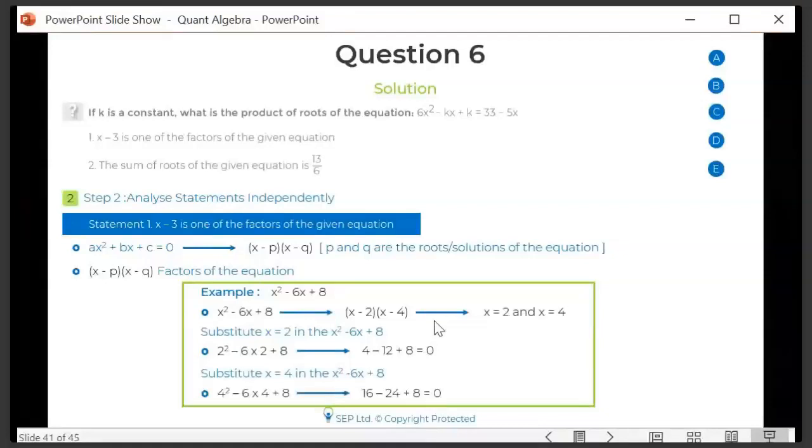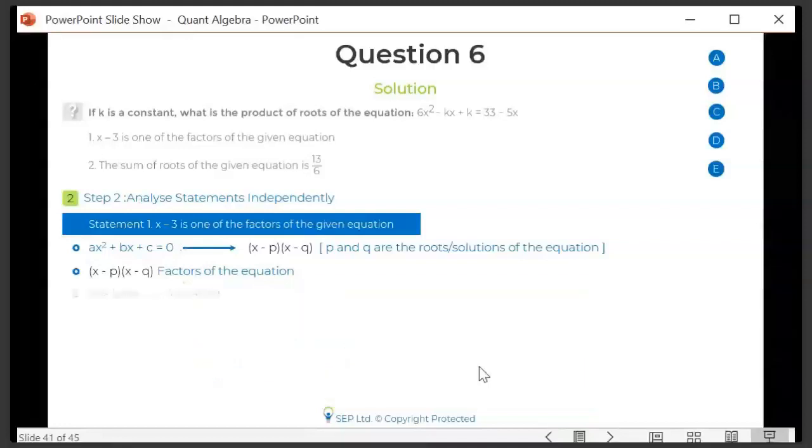One, if you see something given as a factor, then if you equate that to 0, you'll get the root. And two, the root that you get, if you put it back in the expression that you have, the value of that expression becomes 0. If you keep these two things in mind, you'll always be able to simplify it very easily. So if x minus 3 is a factor, the first thing I'll say is that x equal to 3 is a root of the given equation. That's number one. Now if it's a root, I can put it in the given expression.